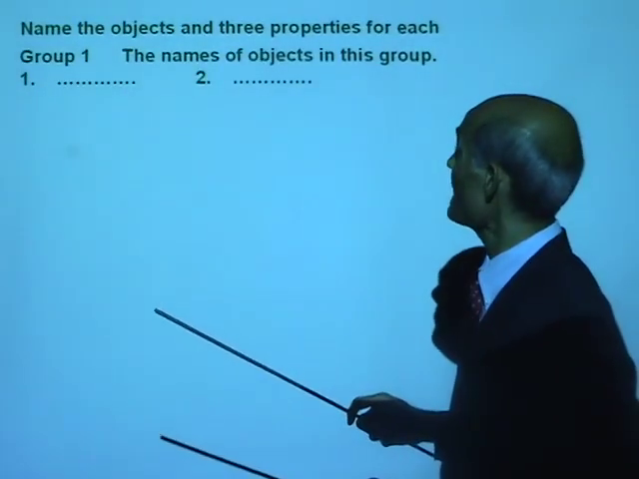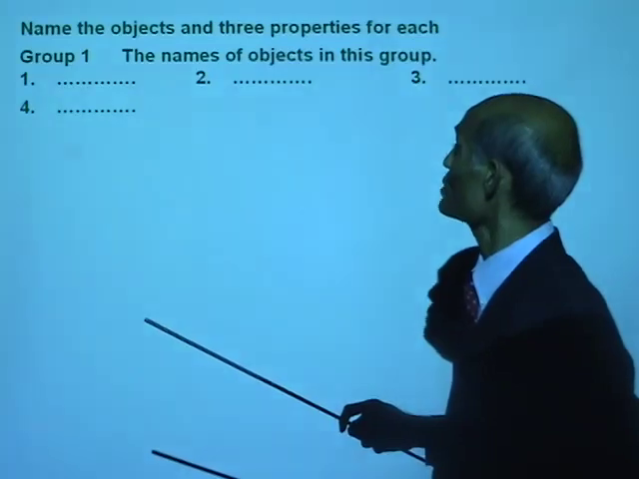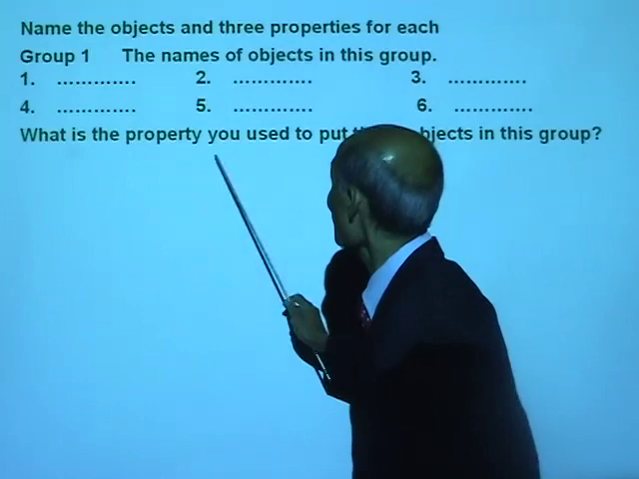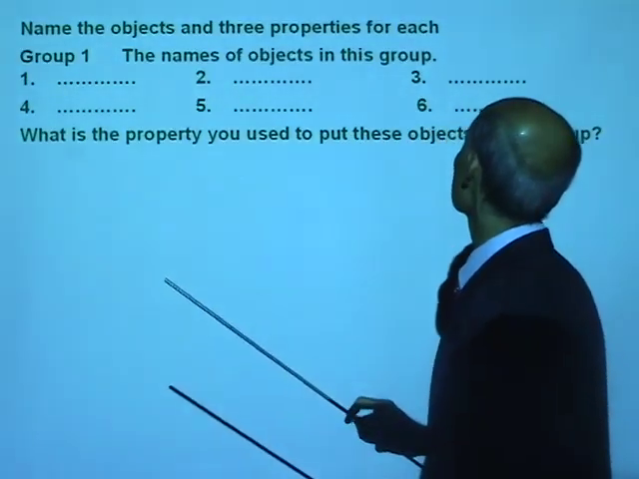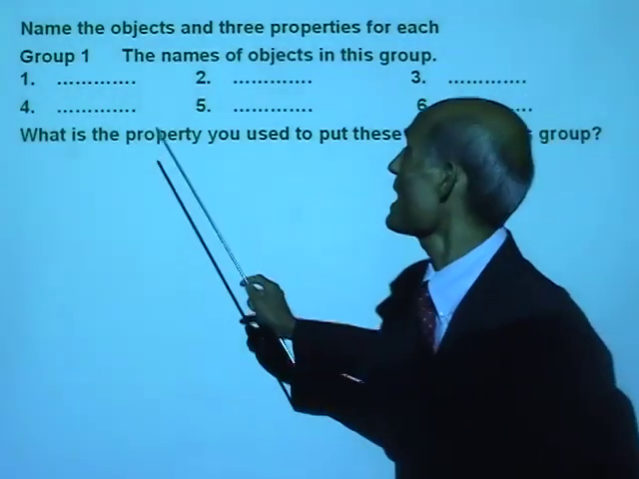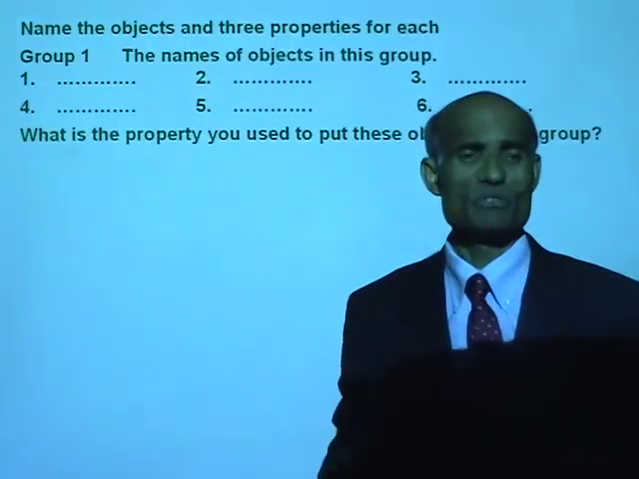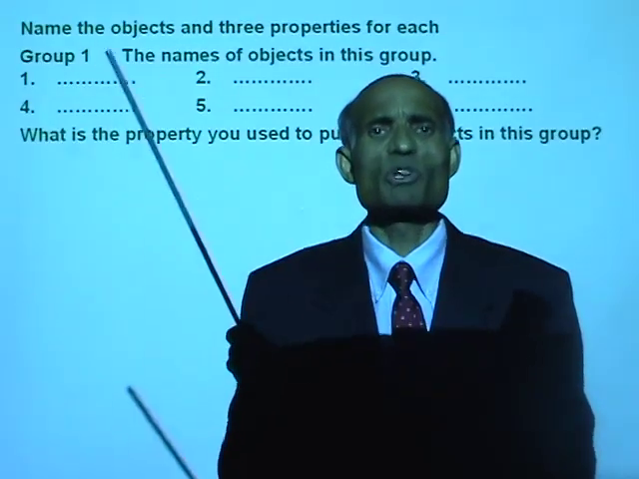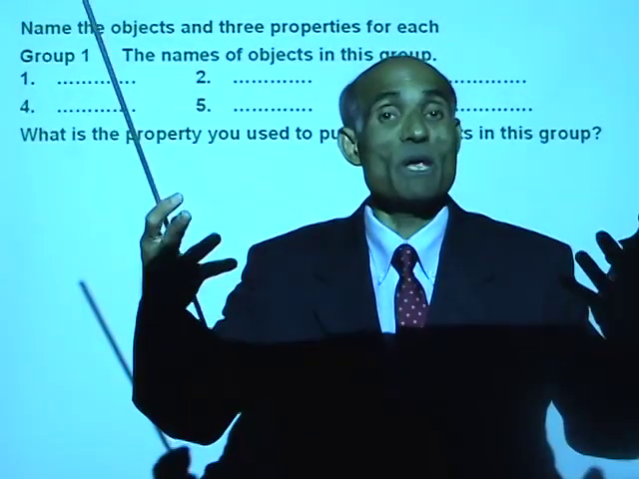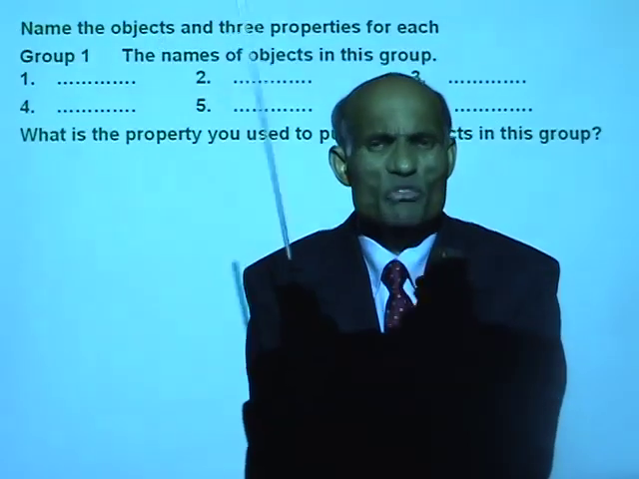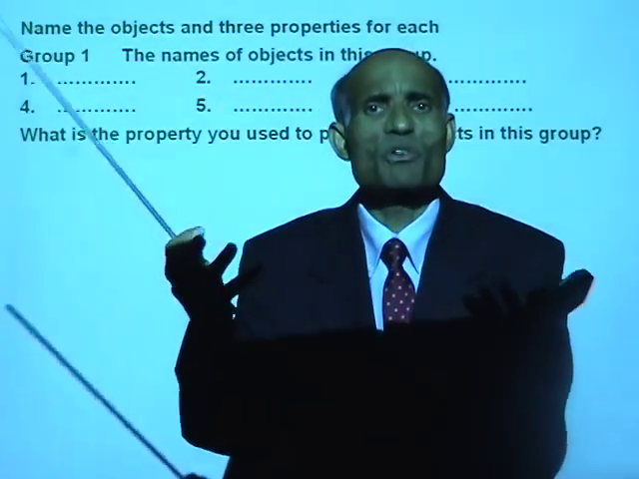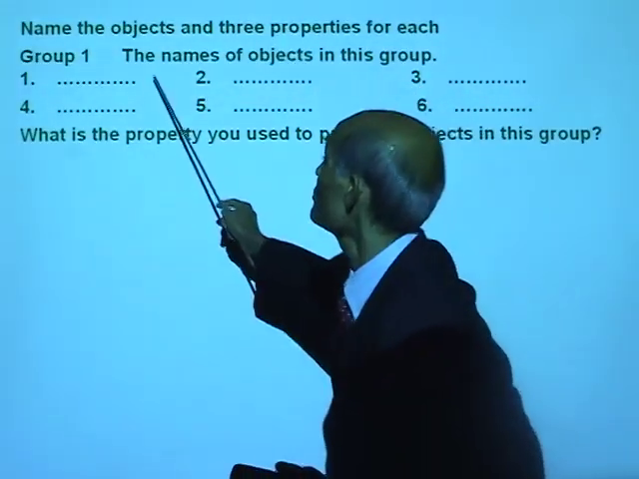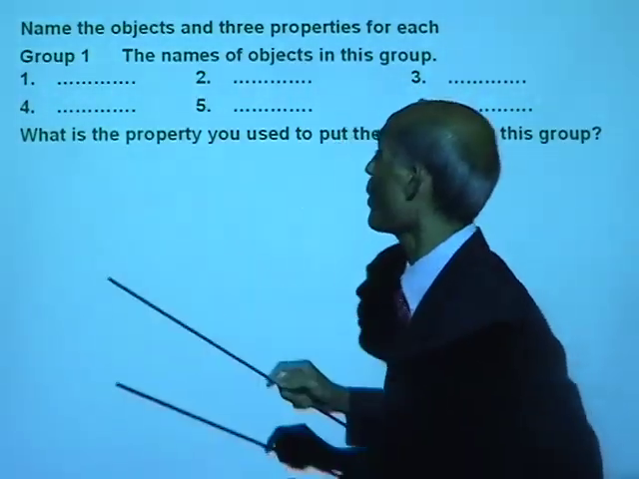Alright, I have given you space for doing that in the worksheet. There you are. Now, what is the property that you use to put these objects in this group? Write down the name of the property. Did you use all these substances are flexible? You put them all together because they are big? You put them all together because they are hard? Did you put them all together because they are soft? So, name the property you used which is common to all these.